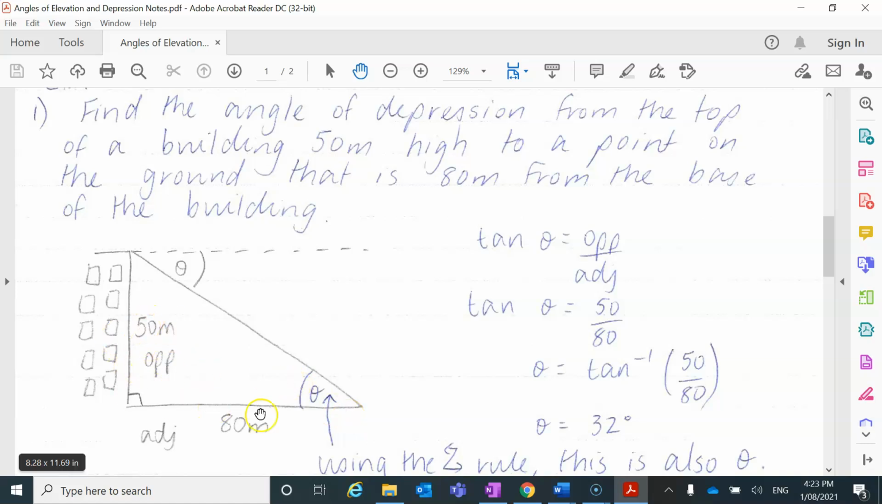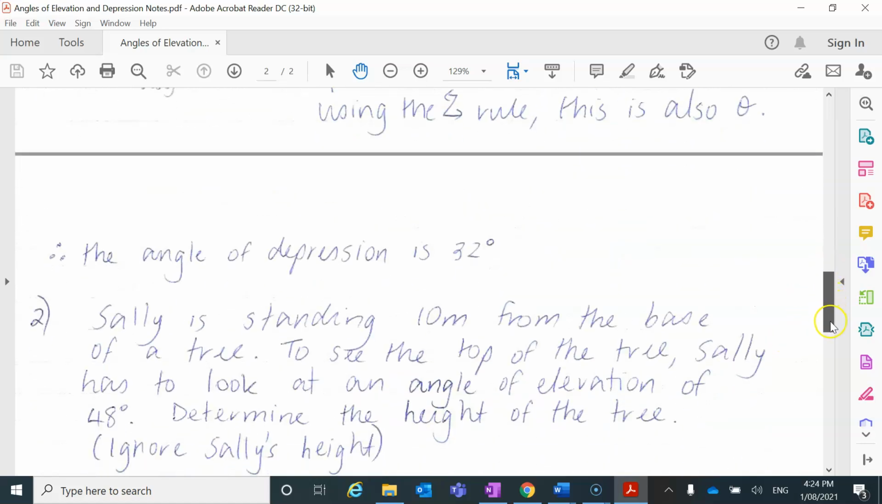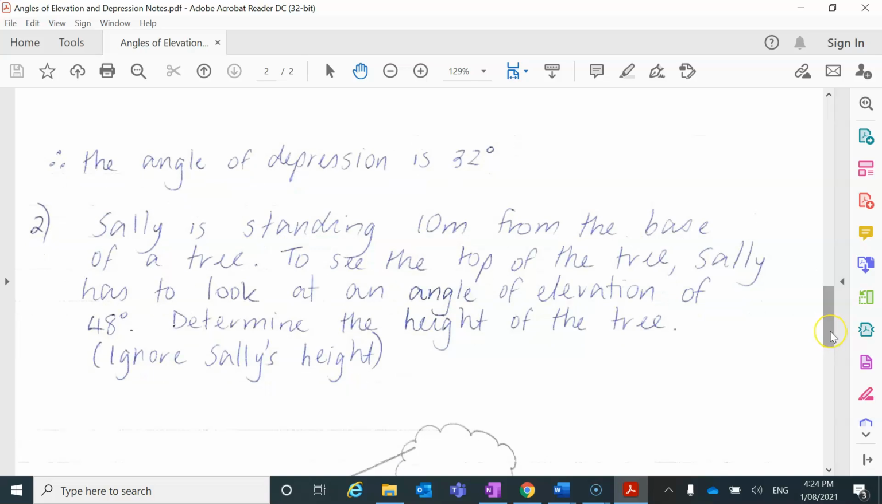50 metres is my opposite side, 80 metres is my adjacent, and therefore I'm going to use my tan ratio. Tan theta is opposite over adjacent. Substituting my values in, tan theta is 50 over 80, because 50 is my opposite and 80 is my adjacent. And we know from last lesson that in order to find our angle theta, we need to move our tan to the other side of the equation using inverse tan. When I put that on my calculator, I get theta equals 32 degrees. It's important that I finish that question with a worded statement because the question didn't ask me to find theta, it asked me to find the angle of depression.